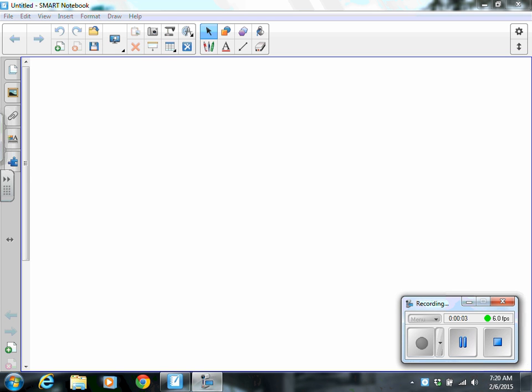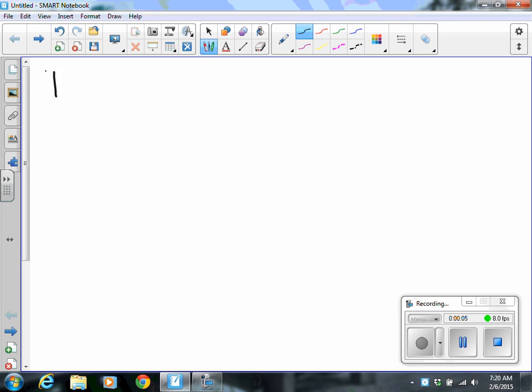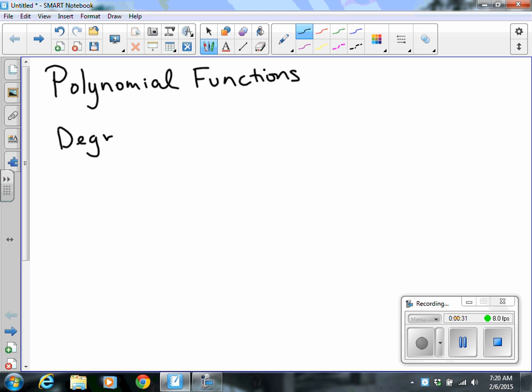Today we're going to be looking at polynomial functions. This whole chapter is going to be about polynomial functions, but this section is just going to be the basics. So the first thing that we're going to look at is our degree of a polynomial. Your degree of the polynomial is your highest exponent.